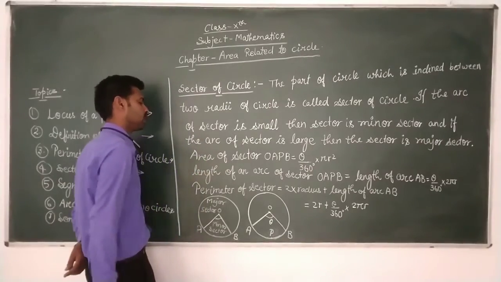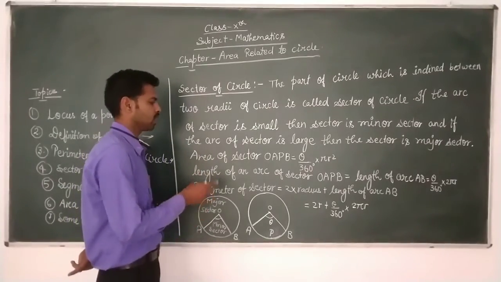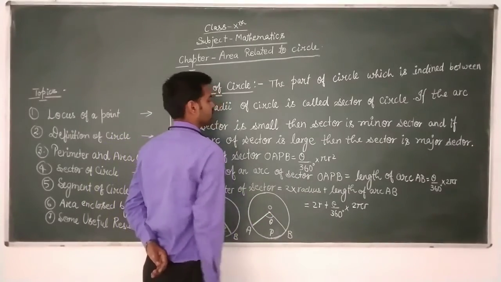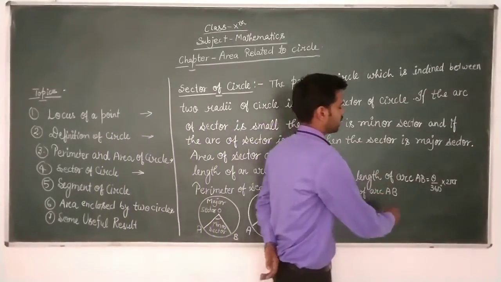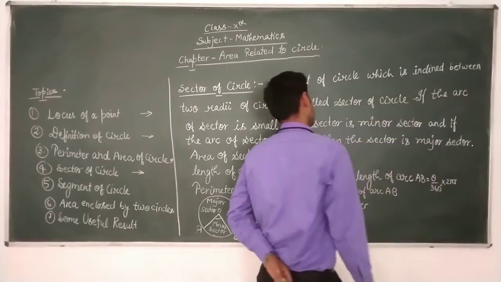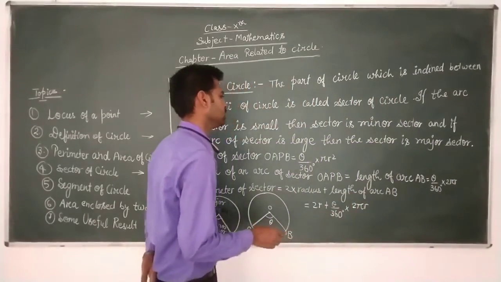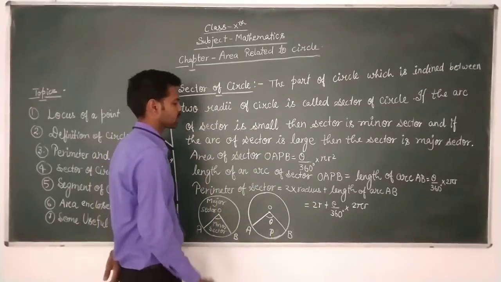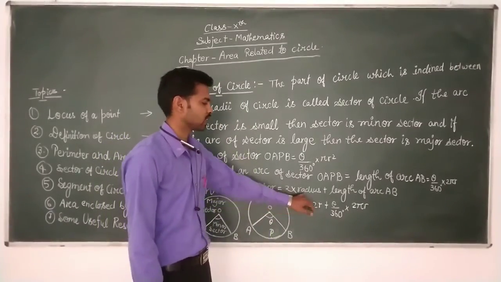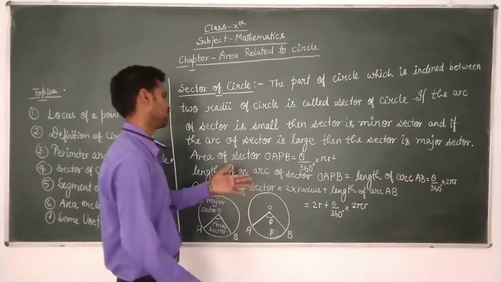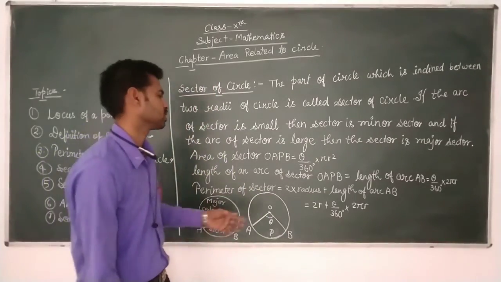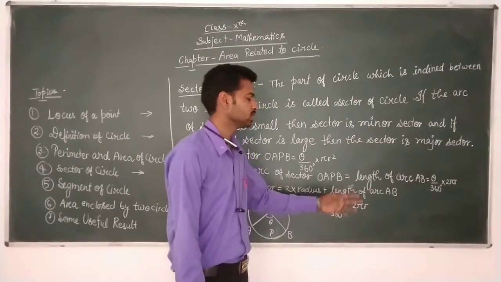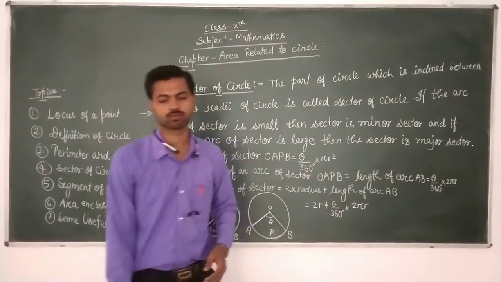Length of an arc of sector OAPB, that is length of arc AB, is equal to theta upon 360 degree into 2 pi r. The perimeter of a sector is equal to 2 times radius plus length of the arc AB. That is equal to 2r plus theta upon 360 into 2 pi r.